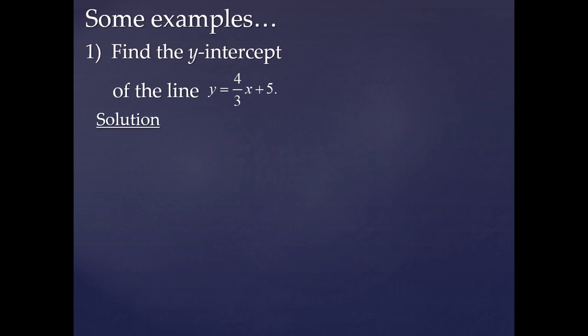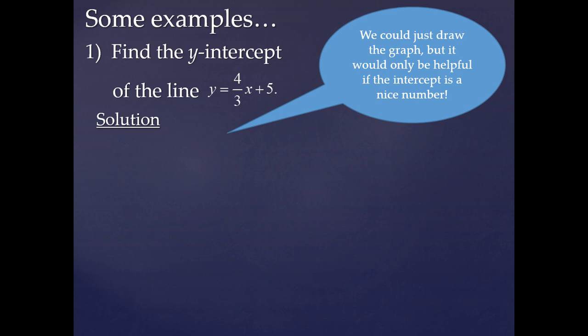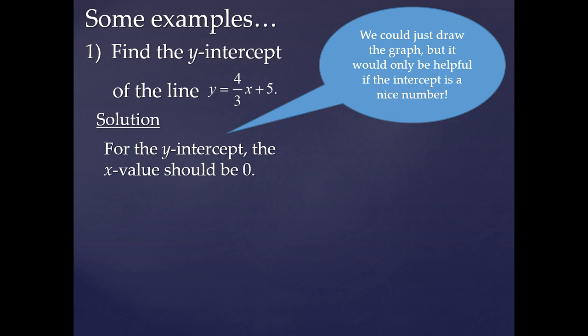Check out how that works here. Let's do an algebraic solution. We could just draw the graph, but it would be all right to do it algebraically. For the y-intercept, the x value should be 0 in that coordinate. So we just put that x in the equation and set it to 0. We'll sub in 0 for x and then solve for y. So 4 over 3 times 0 is 0, plus 5 is just 5.